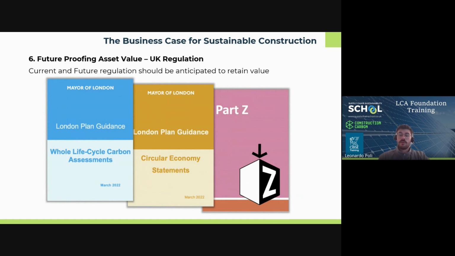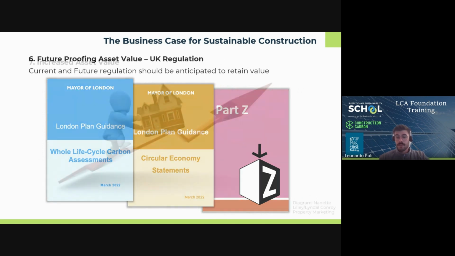There's another one which is in planning, which is the Greater London Authority. Whole life carbon assessments are mandatory for all referable development proposals, and this includes developments of 150 residential units or more, developments of over 30 meters in height outside of the City of London, and developments on the Green Belt or metropolitan open land.